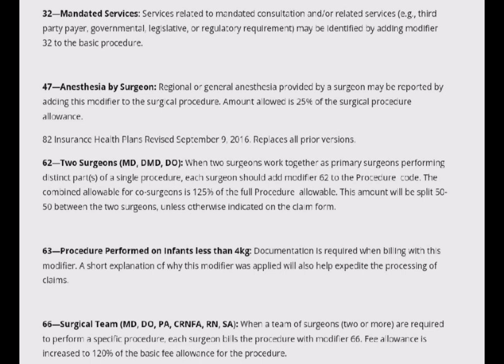66. Surgical team, MD, DO, PA, CRNFA, RN, SAW. When a team of surgeons, two or more, are required to perform a specific procedure, each surgeon bills the procedure with modifier 66. Fee allowance is increased to 120% of the basic fee allowance for the procedure.